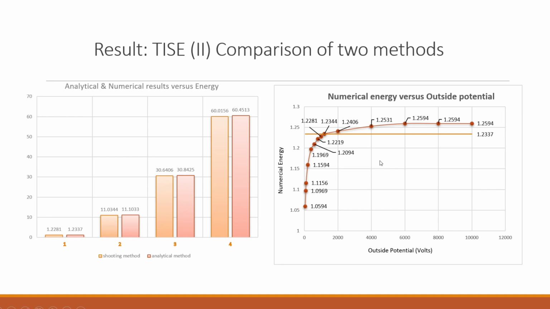The rightward figure shows that when I increase the voltage, the ground state energy increases and then goes beyond 1.2337, which is pi squared over 8, and keeps flat over 16,000 volts. So we know 1000 volts is the most suitable voltage to simulate the TISE. But we still get the same value, which is beyond 1.2337. This is because the error between the two methods, which is 1%, doesn't affect the result.